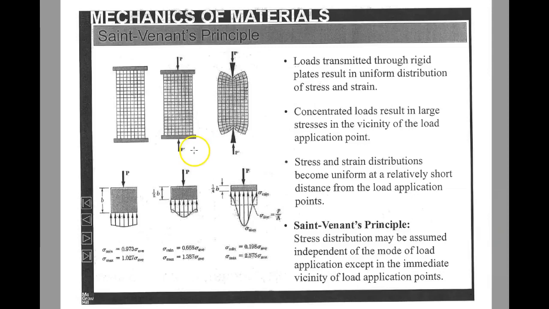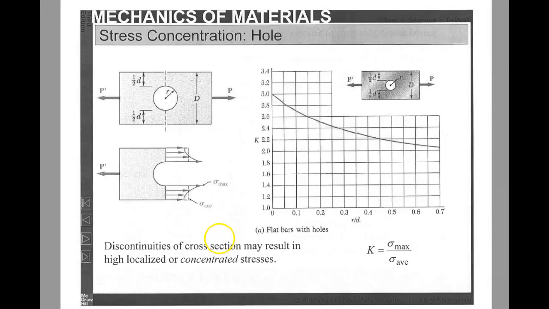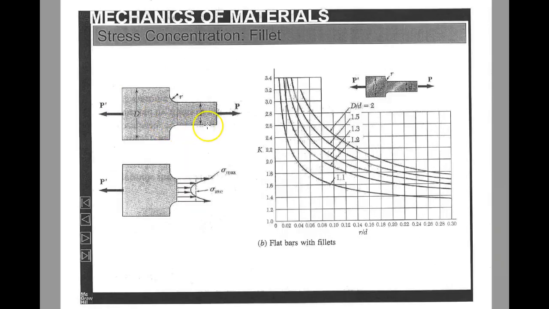All right, so Saint-Venant's principle starts us into this conversation about stress concentration. Anytime that you have a discontinuity in a structural member, the stress will concentrate somewhere in the vicinity of that discontinuity, generally speaking. And there are a lot of different discontinuities, but in this chapter of this textbook, we're only going to talk about two. We're going to talk about a flat bar with a centric hole in it, and a flat bar with a fillet.